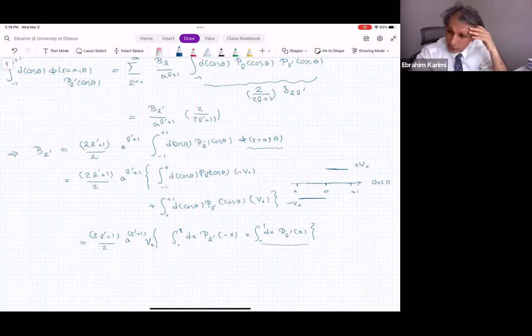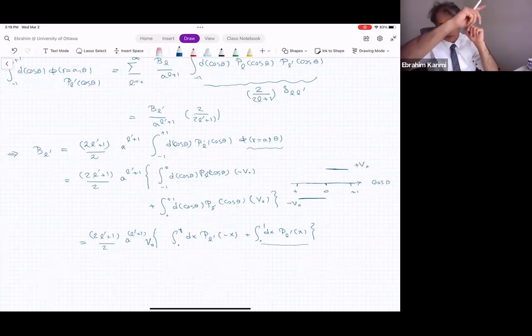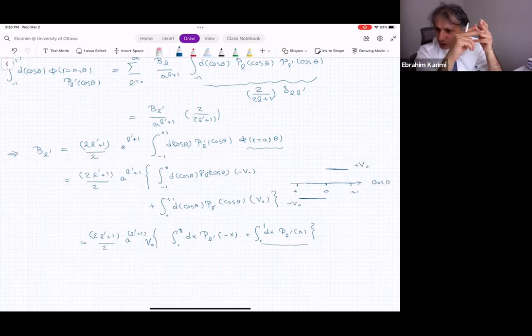Do you remember Legendre polynomials? What would they look like? The zeroth one was 1. P1 was x. P2 will start with x to the power of 2, and it was something like that. P3 starts with x to the power of 3, and then you have an x. So you will see that for odd and even values, P_L will be either an even function or an odd function.